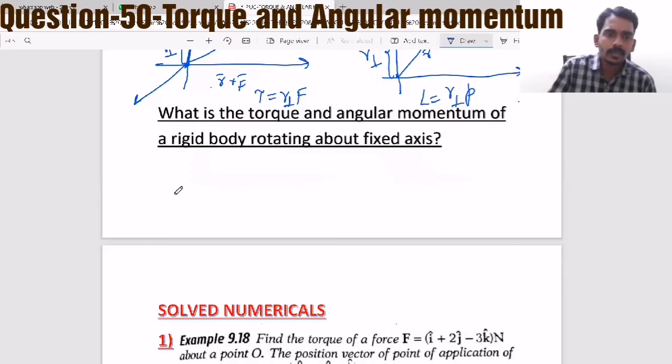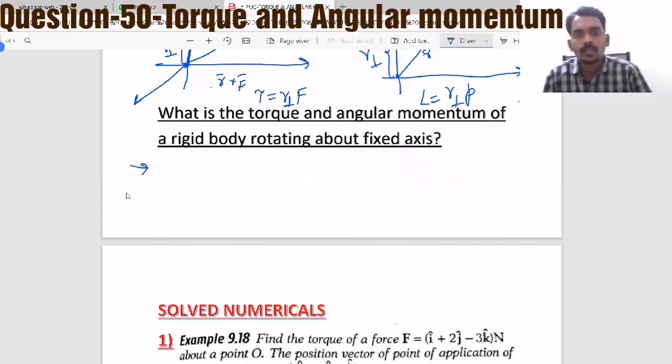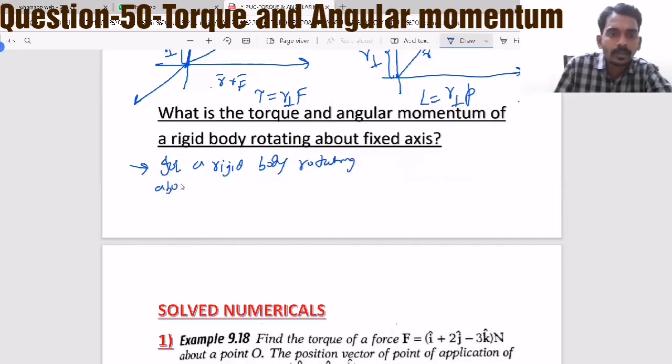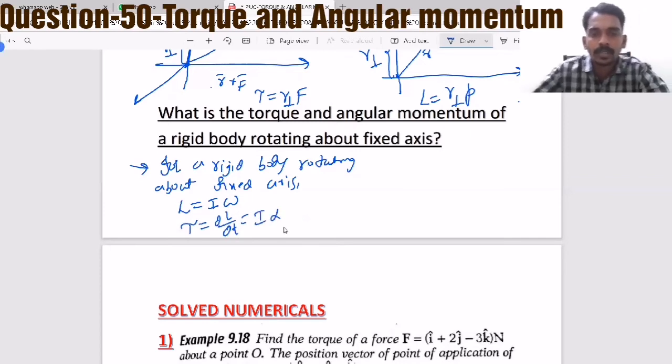Now, one more thing: sometimes they will also ask questions like, what is the torque and angular momentum of a rigid body rotating about a fixed axis? For a rigid body rotating about any one fixed axis, the equations are given by: angular momentum is I omega, torque tau is dL by dt, that is I into alpha, where I is the moment of inertia.